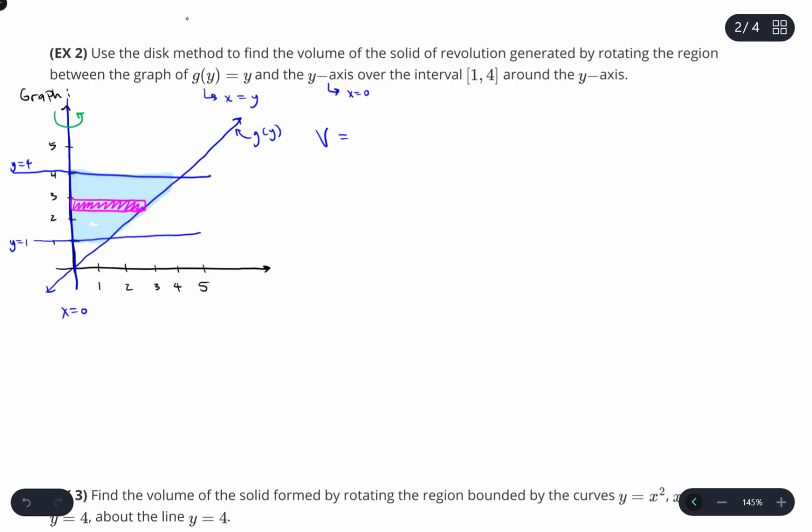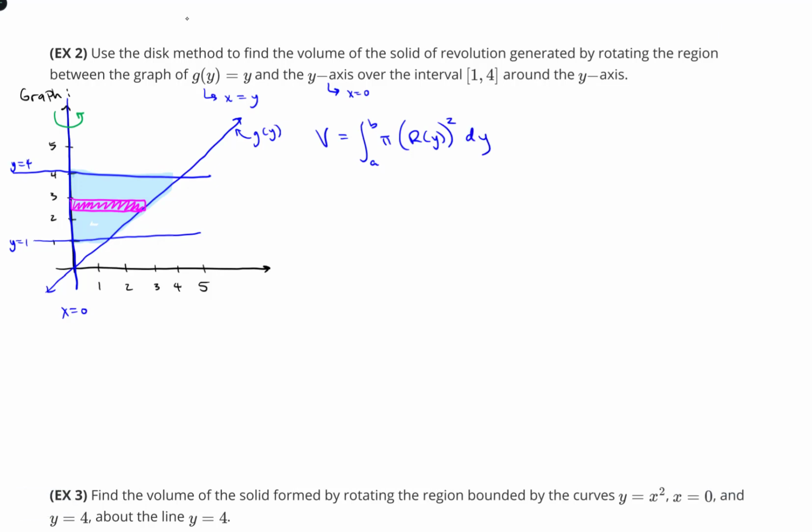So let's take a look at our formula then. The formula doesn't change much. It's now the integral from a to b, pi times our function radius squared, but now in terms of y, and we're integrating dy because we have a horizontal rectangle. We just need to figure out what the radius of this disk is at any point. This radius function is just going to be defined by the function g. It's just y, just the value y.